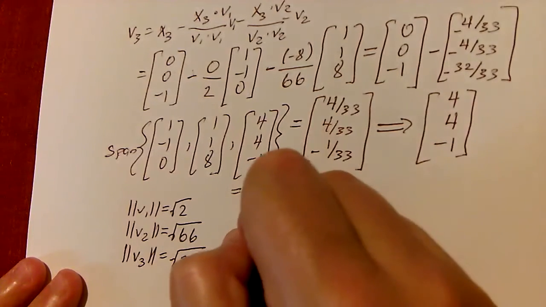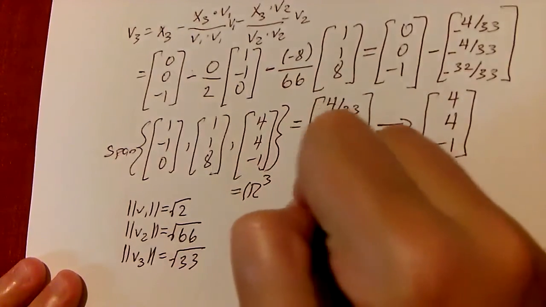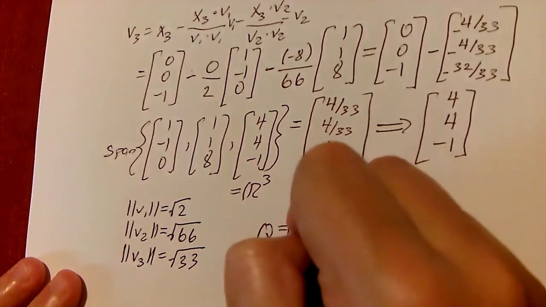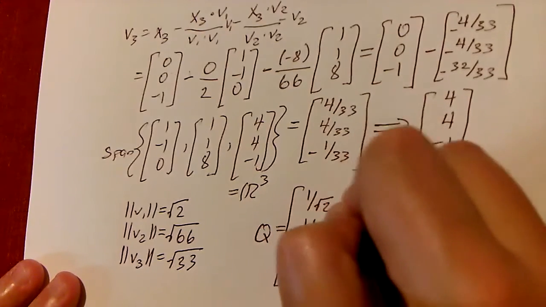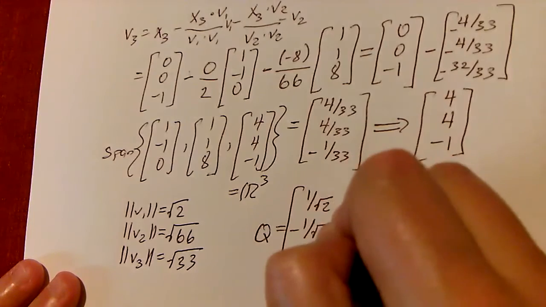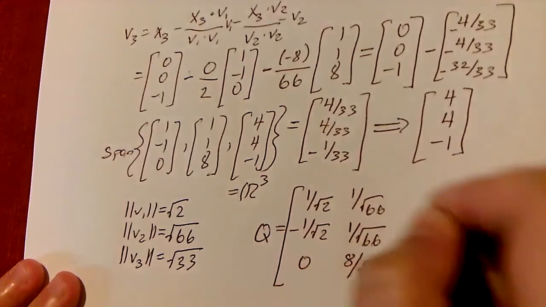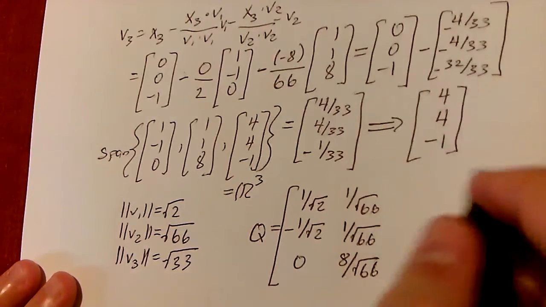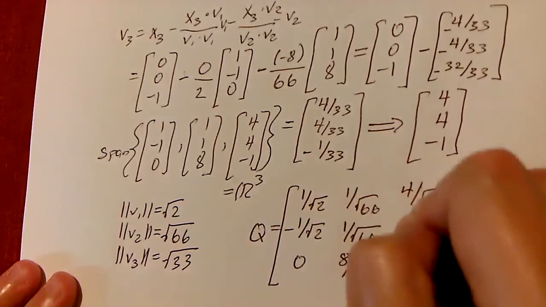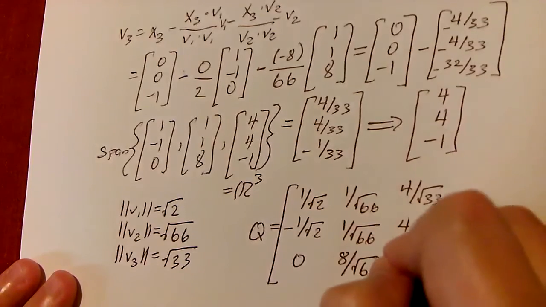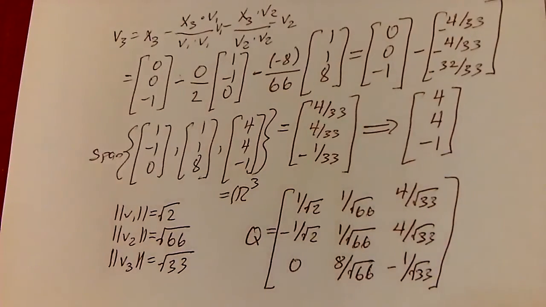Okay, so my orthonormal basis, which I can use to write Q, is going to be 1 over the square root of 2, negative 1 over the square root of 2, 0, then 1 over the square root of 66, 1 over the square root of 66, and 8 over the square root of 66. And then the third column, I'm going to have 4 over the square root of 33, 4 over the square root of 33, and negative 1 over the square root of 33. So there's my matrix Q.